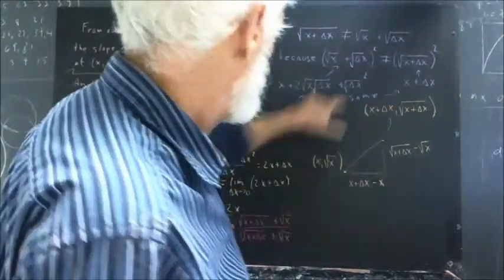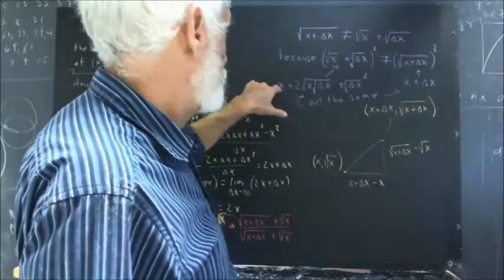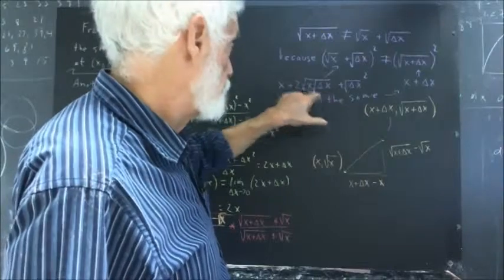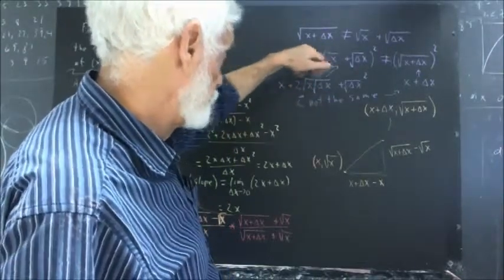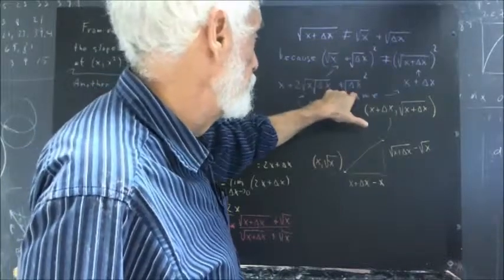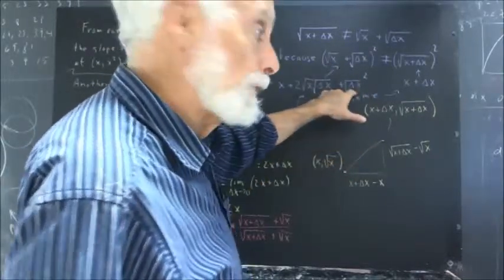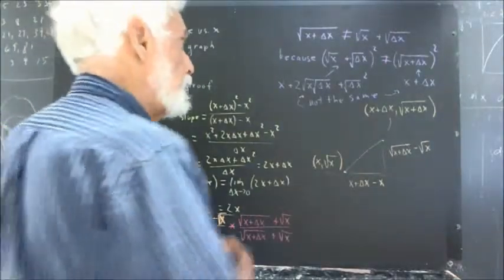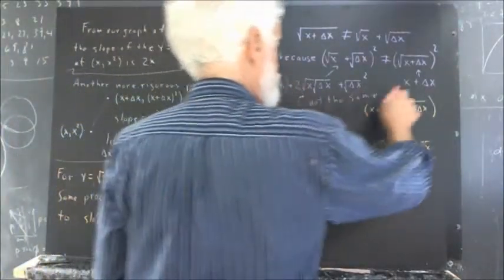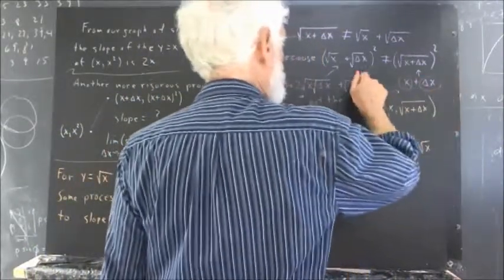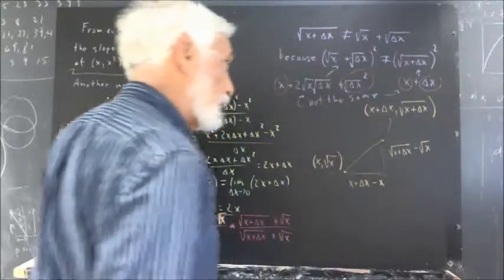When I square this, I get x plus 2 square root of x square root of delta x. Of course, that could be written with one square root of x delta x. And the square of the square root of delta x is, of course, delta x. So we have x here, and that matches the x over here, and we have a delta x over here. Well, that's what we get if we square this.